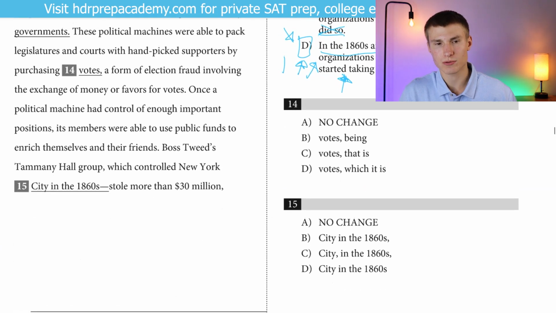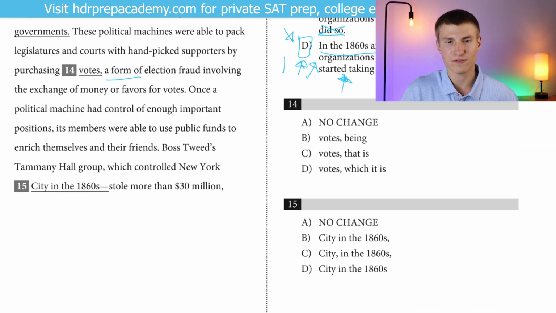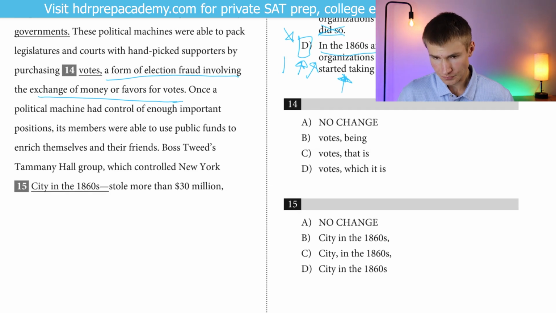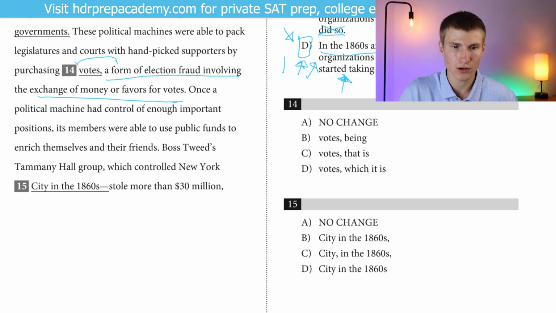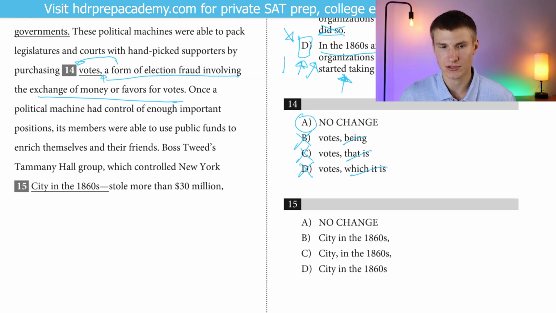We have these political machines were able to pack legislatures and courts with handpicked supporters by purchasing votes. And then we have a form of election fraud involving the exchange of money or favors for votes. Now, in this case, we have a relative clause that's explaining that purchasing votes that came before it. When we have a relative clause, we don't need any words between the comma and the relative clause that's explaining what came before that comma. So we don't need being, we don't need that is, we don't need which it is. We have that relative clause. We don't need anything splitting that up from the comma. So our answer there is going to be A.